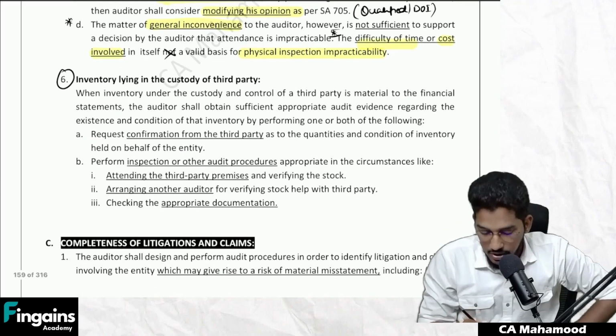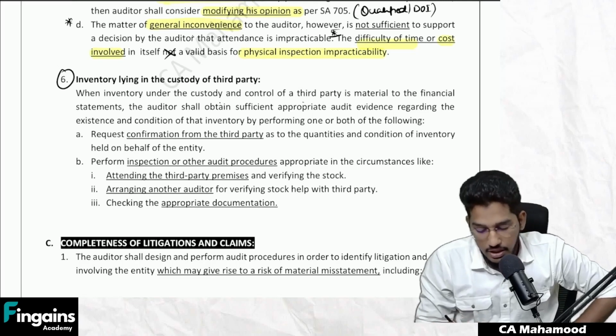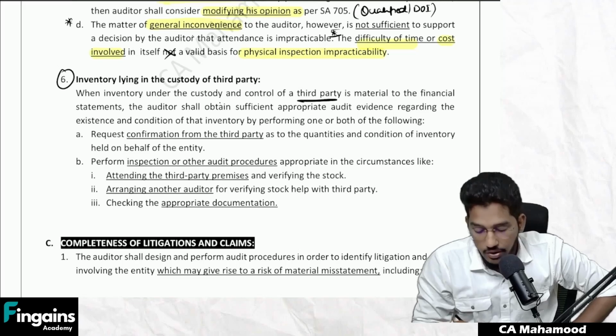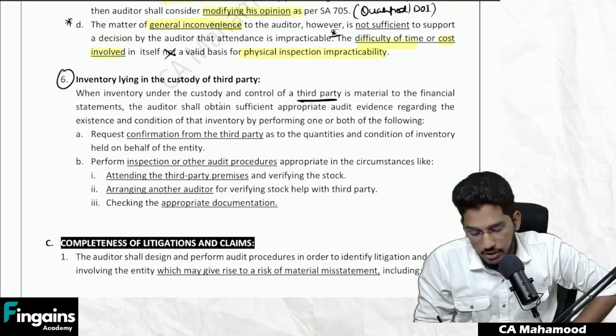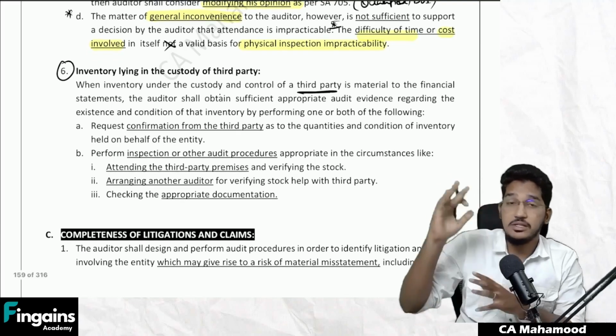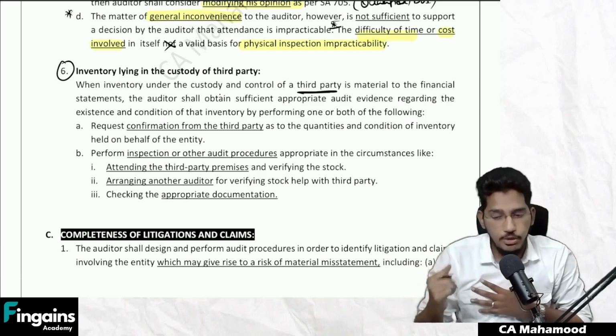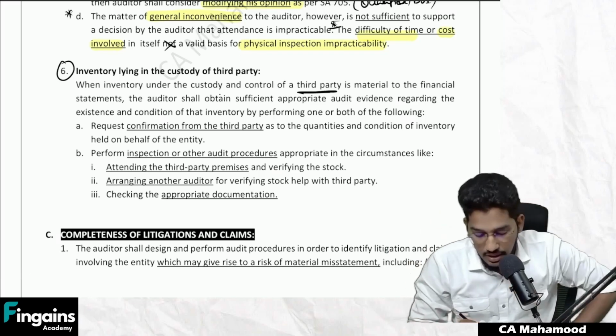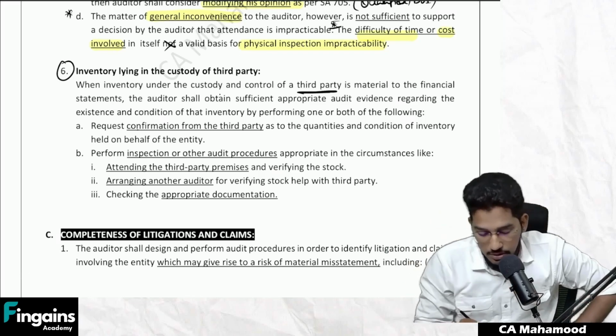If you read it, when inventory is under the custody and control of a third party and it is material to the financial statements, the auditor shall obtain sufficient and appropriate audit evidence regarding the existence and condition of that inventory also. By performing what, sir? If the inventory is in the custody of a third party, how as an auditor can you obtain audit evidence regarding it? Number one, request the confirmation from the third party.